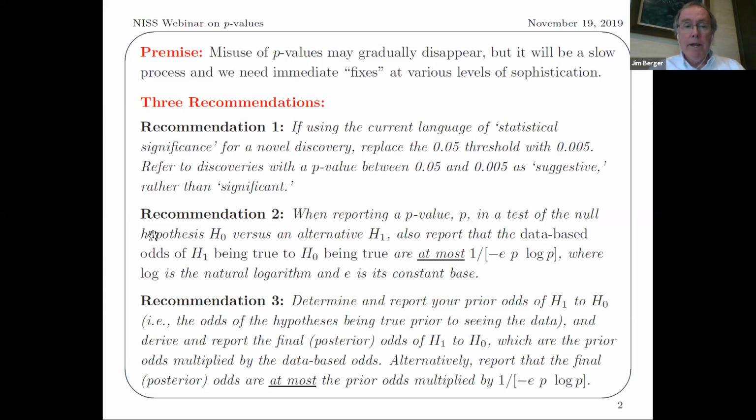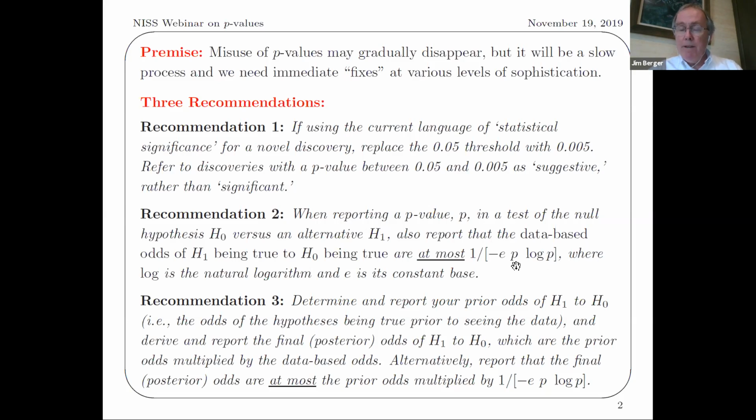The second recommendation has to do with the notion that p-values are difficult to interpret. And so it's an attempt to convert a p-value into a more interpretable measure, namely the odds of one hypothesis to the other. So if we have an odds of H1 to H0 of 10 to 1, that means H1 is 10 times as likely to be true as H0. Now that's somewhat difficult to do, but there's an interesting bound, 1 over minus e p log p.